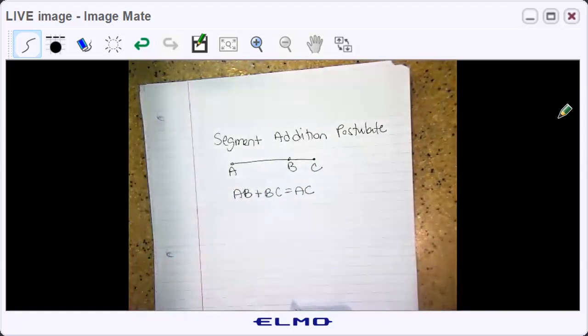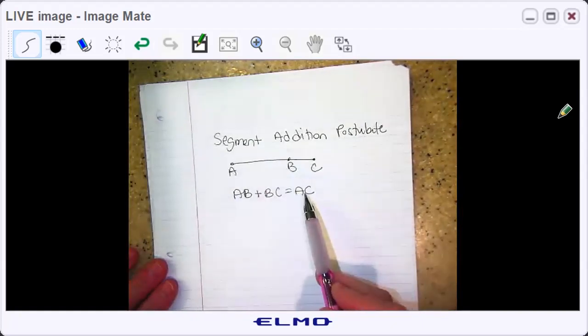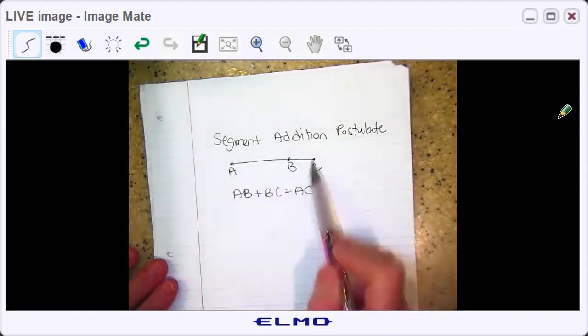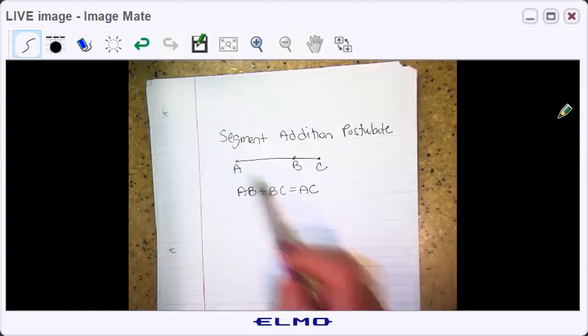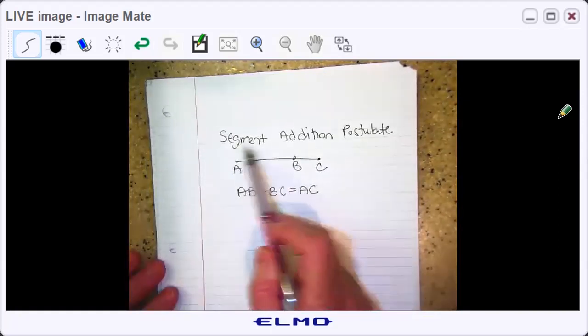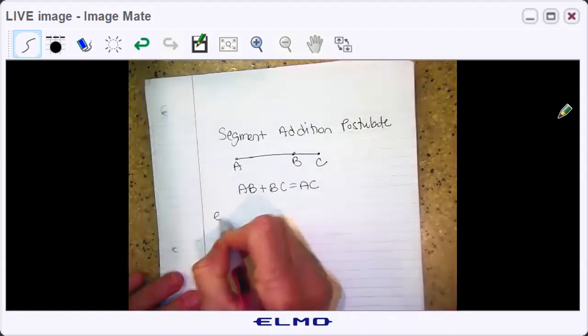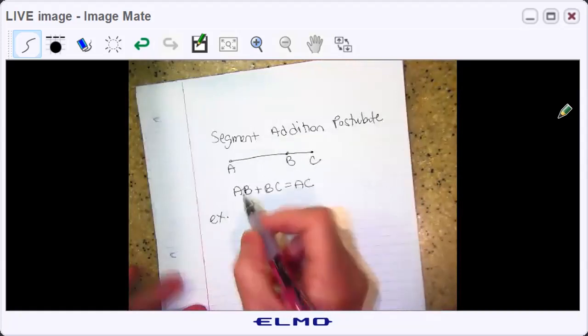It is used in just simple solving problems, and you'll also see it when you start doing proofs. You'll see this pop up where you might have this picture as the proof, and this might be on the statement side, and then the segment addition postulate would be on the reason side. So let's get some real simple examples first.